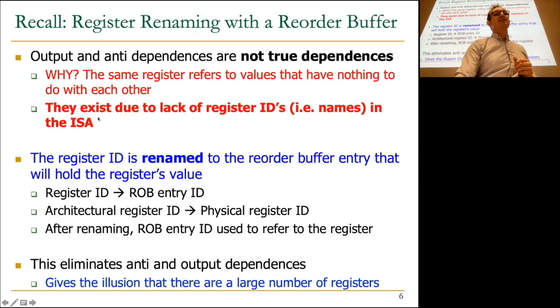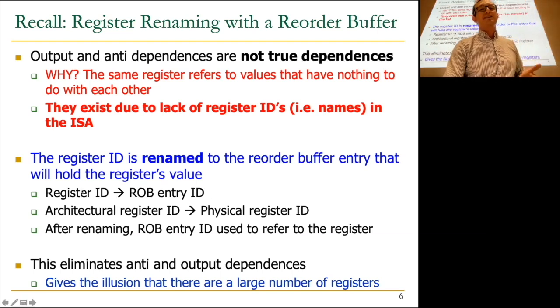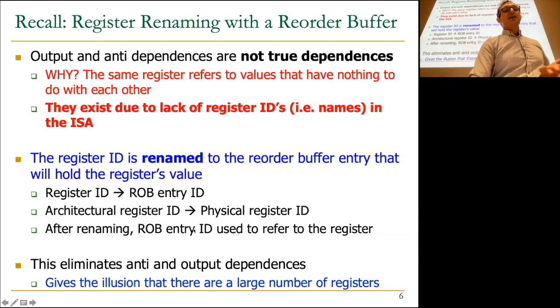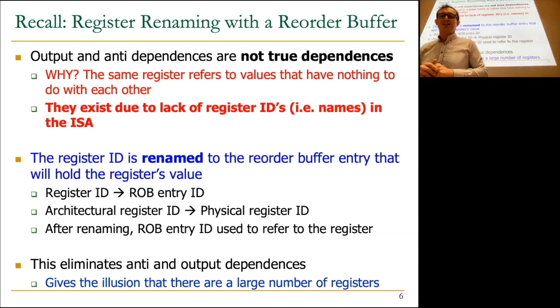And basically, we eliminated this problem, this collision in the namespace, by renaming the architectural register ID to the reorder buffer entry yesterday. And you remember the illustration we went through. We're going to go through a very similar illustration today. Basically, we said that the register ID, the architectural register, is renamed to a reorder buffer entry ID. You can also think of this as the architectural register ID being renamed to a physical register ID. And after renaming, the reorder buffer entry ID is used to refer to the register. Basically, you don't need to hold on to the architectural register ID until you update the architectural register state at the end of the machine. And we will see that.